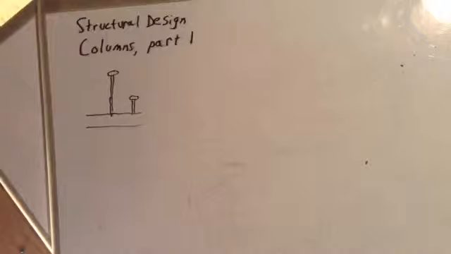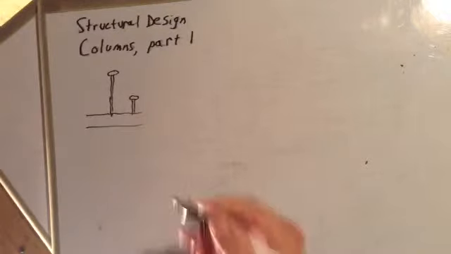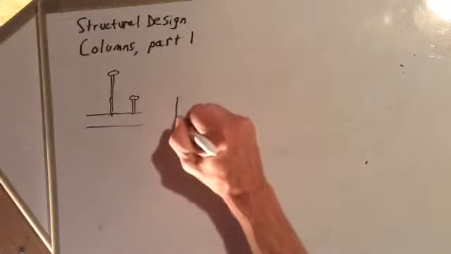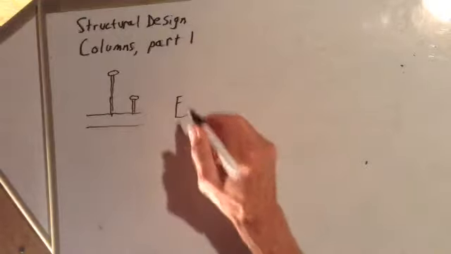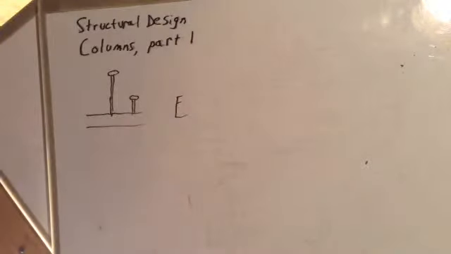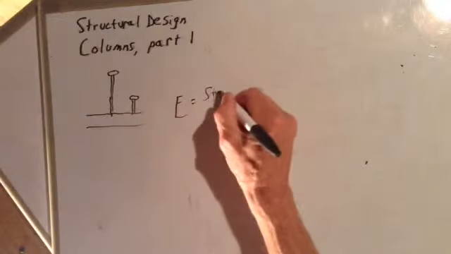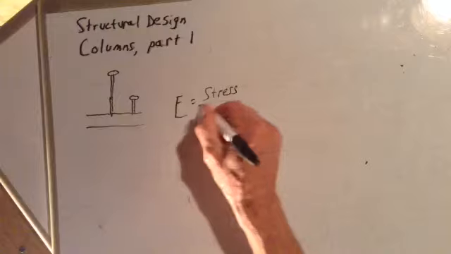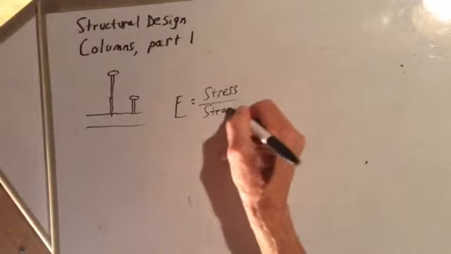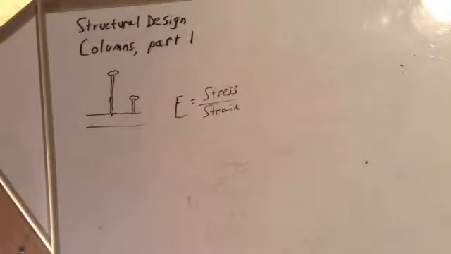The modulus of elasticity, we use the letter E to denote Young's modulus. The modulus of elasticity is an indication of the stiffness of the material. It's defined as stress divided by strain. Okay, so what are stress and strain?